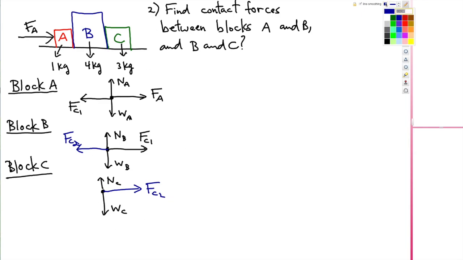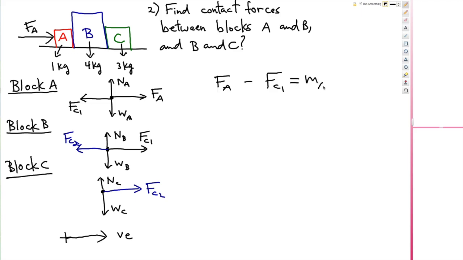Now what we're going to do is simply look at the sum of the forces. To do this, I'm going to choose a coordinate system where the positive x direction is toward the right. So if you apply Newton's second law to the three blocks, it looks something like this. We have FA minus the contact force FC1, and that's it. There's no other forces in the x direction. Therefore, that has to be equal to MA times the acceleration of block A.